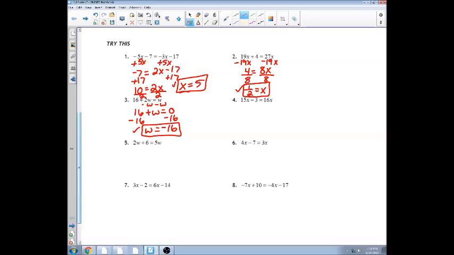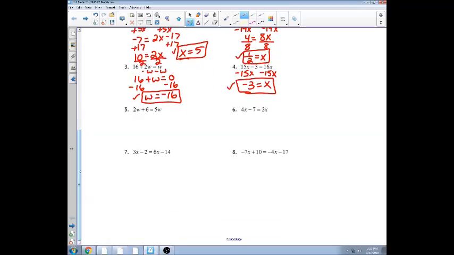Number 4, I can do in one step and end this whole problem. How I would do that is just keeping my variable positive. I would subtract the 15x over. That would leave me with negative 3 is equal to x, because 16 minus 15 is 1. And I am done. Again, I've checked that earlier.